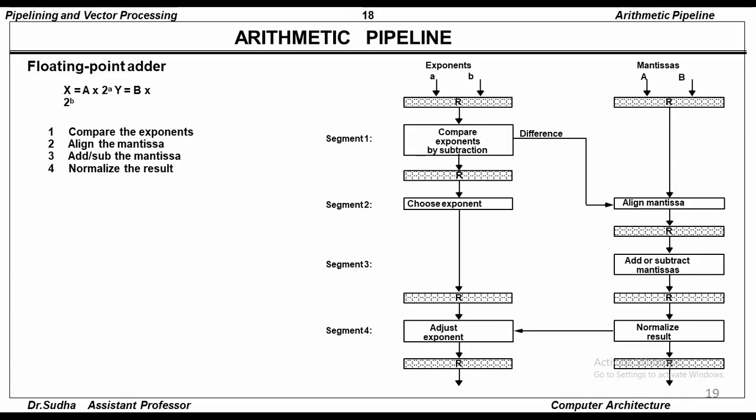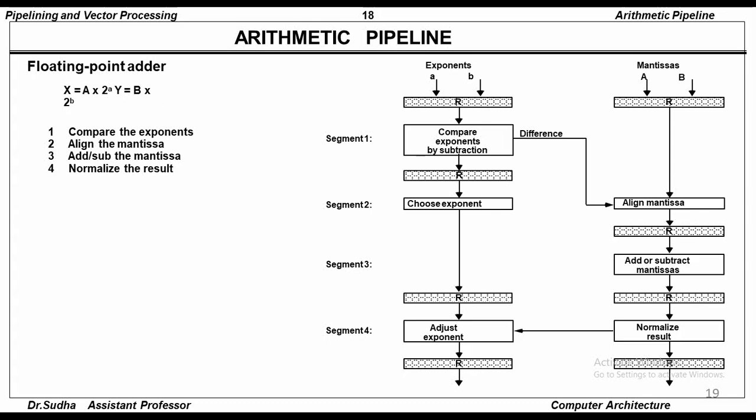The floating point addition and subtraction can be performed in 4 segments. In this chart, 4 processes are shown: segments 1, 2, 3, 4. The sub-operations performed in each segment are: first, compare the exponents; second, align the mantissas; third, add or subtract the mantissas; fourth, normalize the result.